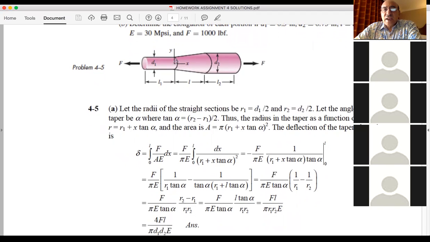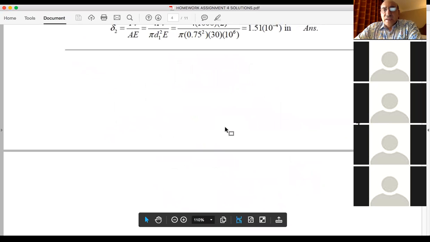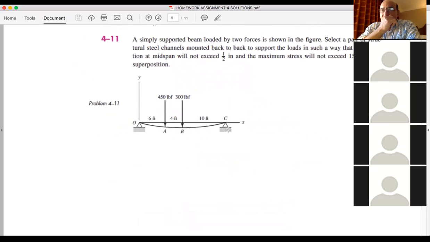write an equation for how the area changes from the left to the right as a function of x. So if we put a coordinate system on the first point where the cross-section changes, and measure the diameter as a function of x. The diameter as a function of x is the radius plus x times the slope, and the slope is tan alpha. This is an alpha, and then you do the integration and finalize the problem.